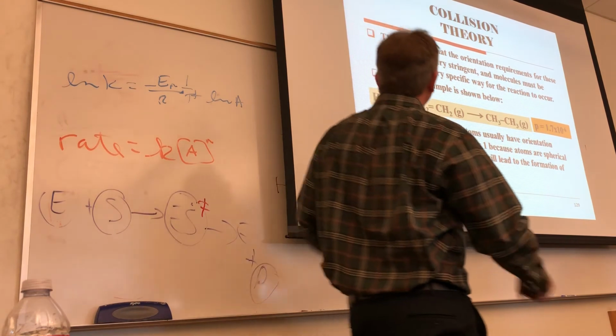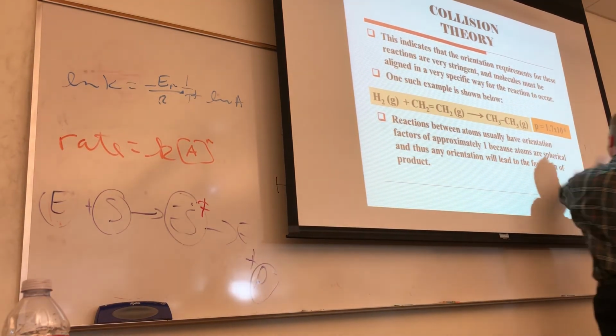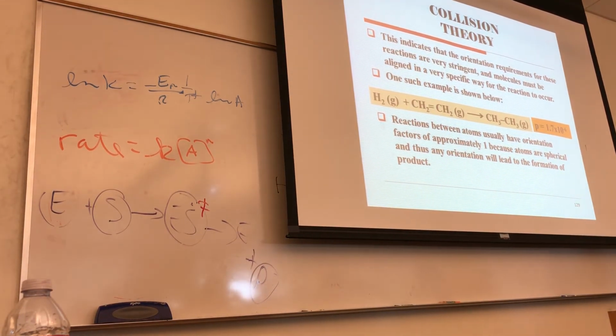So the orientation factor is P, and that's 1.7 times 10 to the minus 6. Is that a higher or a smaller number?